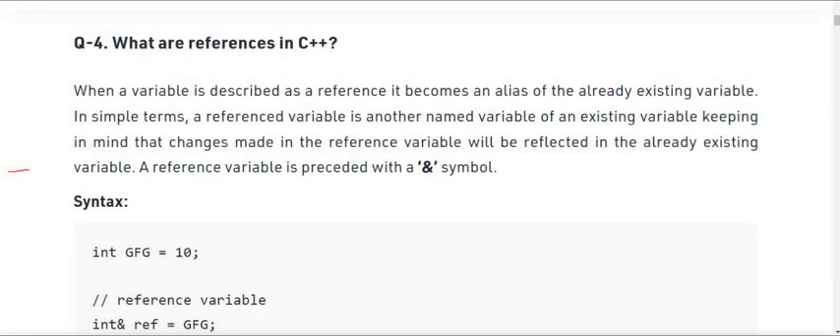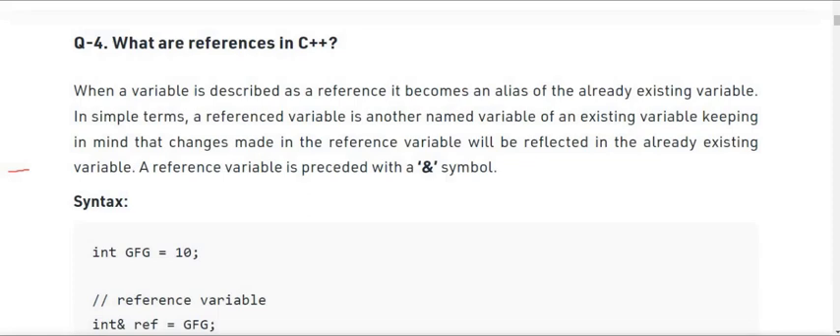In the previous two videos we saw some basics of C++ and its core concepts. We saw some concepts of using namespace std, and how cin and cout operations are performed in C++. So in this video we will move to our fourth question, which is: what are references in C++?